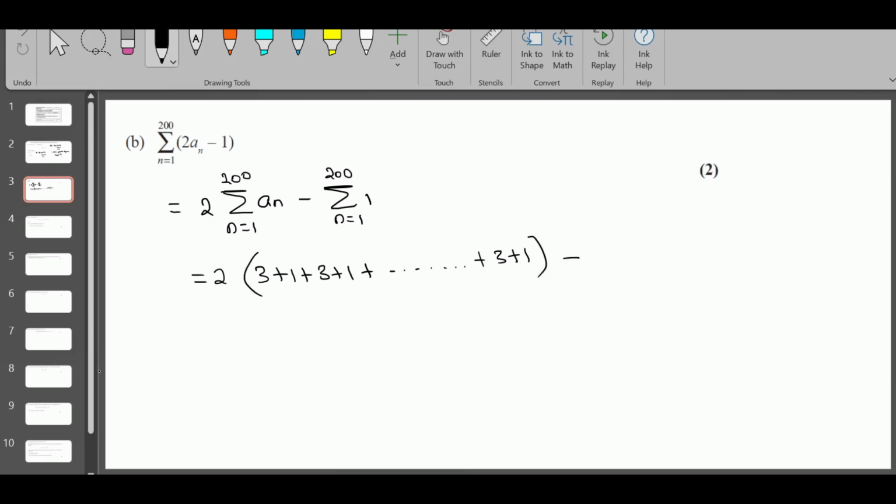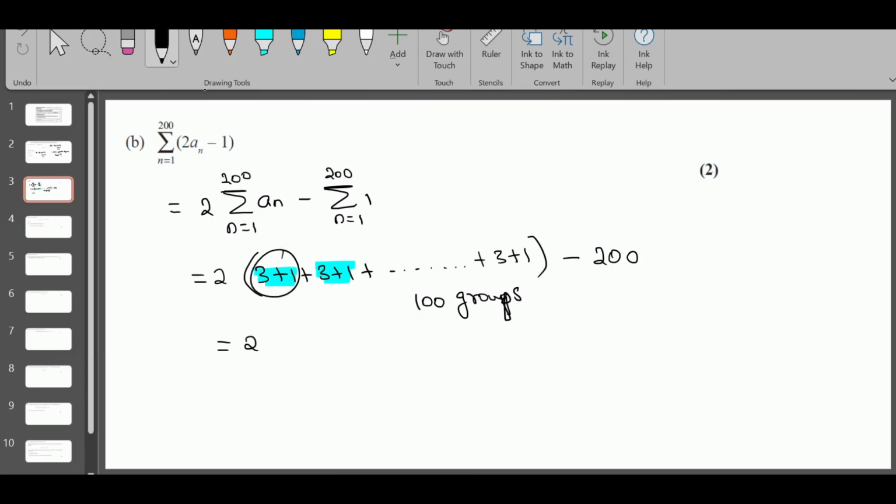Minus, here there is no n to substitute in. That means all the terms are 1 plus 1 plus 1. There are 200 terms. So it's just 200. If you group the 200 terms in pairs, there will be 100 groups, right? Because 2 terms add up to 1 group. So in 200 terms there will be 100 groups, so 100 times 4, right?